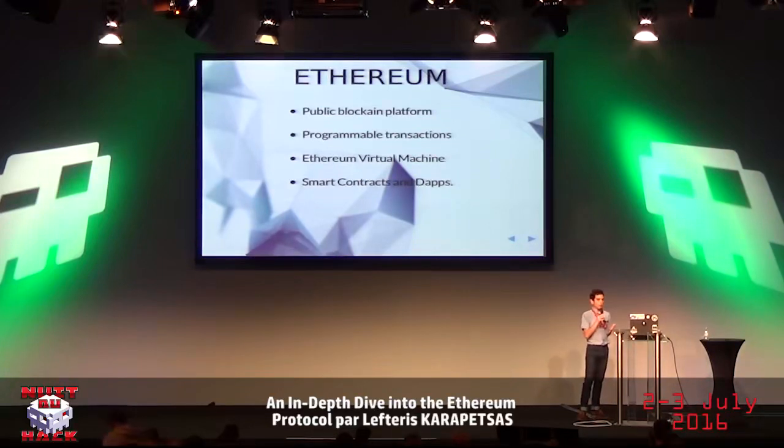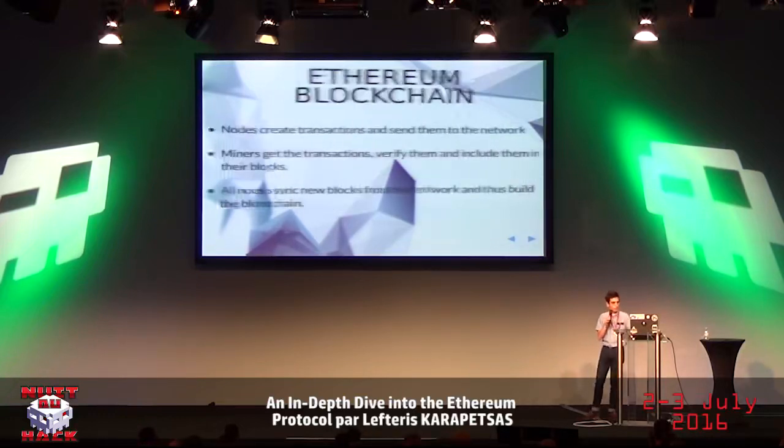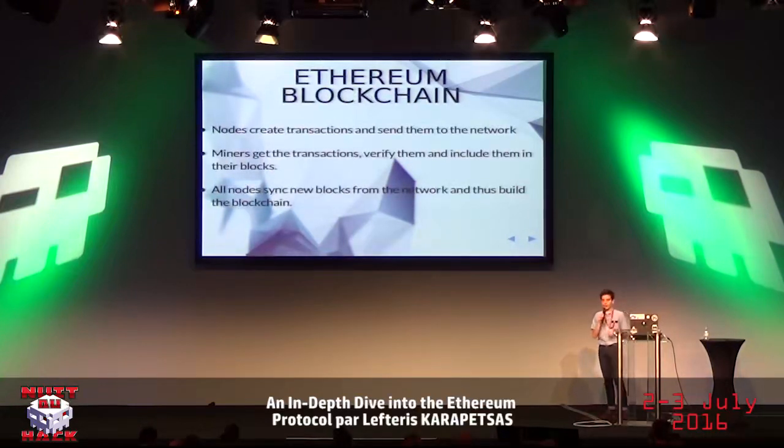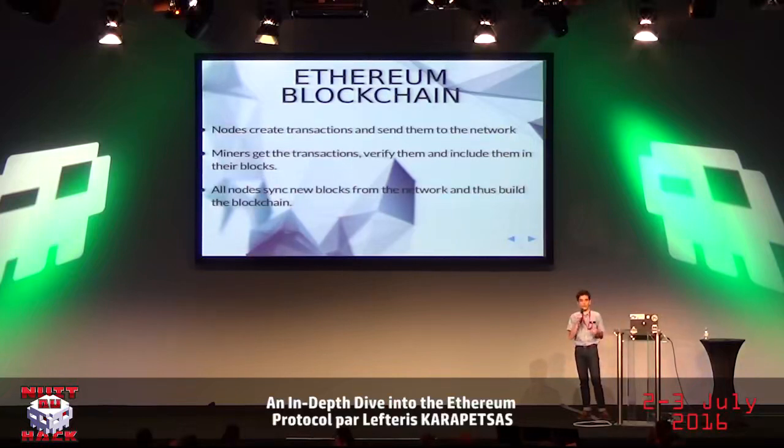Essentially, Ethereum enables people to create something that we like to call dApps, so decentralized applications. Every user that runs an Ethereum node has an account, and creates transactions that push them into the network, much like Bitcoin. The people who create the new blocks are called miners, and they verify all of the transactions that exist in the network. And if a transaction is successful, they include it in the blocks. All nodes synchronize new blocks from the network continuously and slowly build the decentralized ledger that is the Ethereum blockchain.